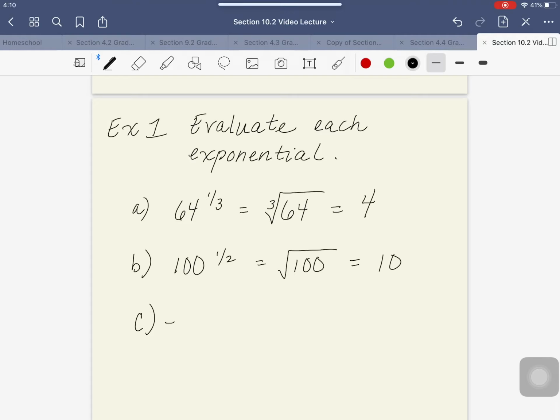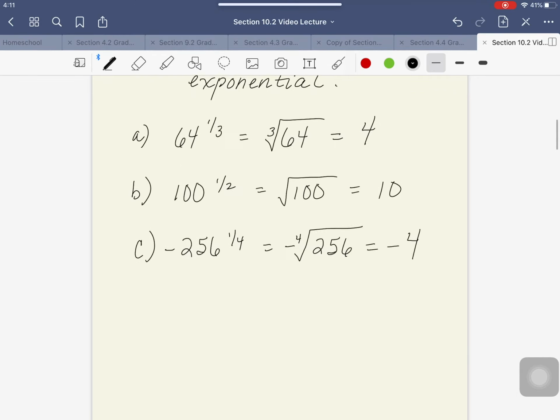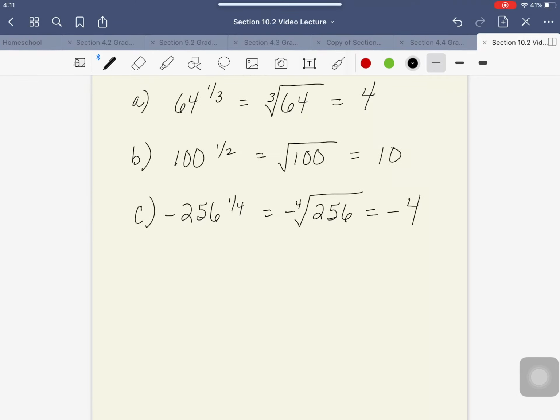All right, negative 256 to the 1/4 power. Just remember that the exponent only applies to what's immediately in front of it, so it only applies to the 256 and not the negative. So I'm going to write the negative outside of my 4th root symbol. And of course I would carry that negative over into the answer, and if I multiply 4 times itself 4 times, I get 256, so negative 4.